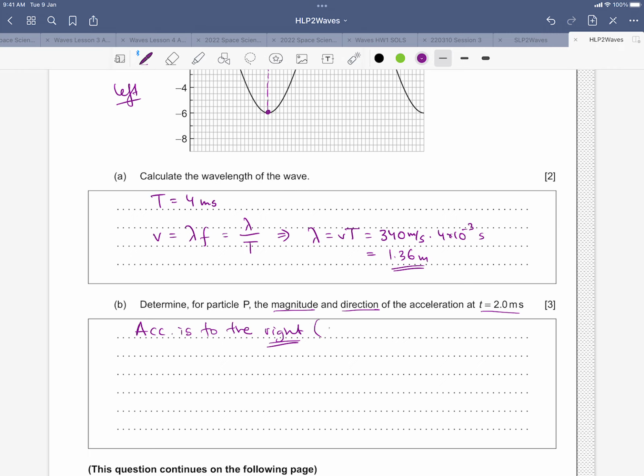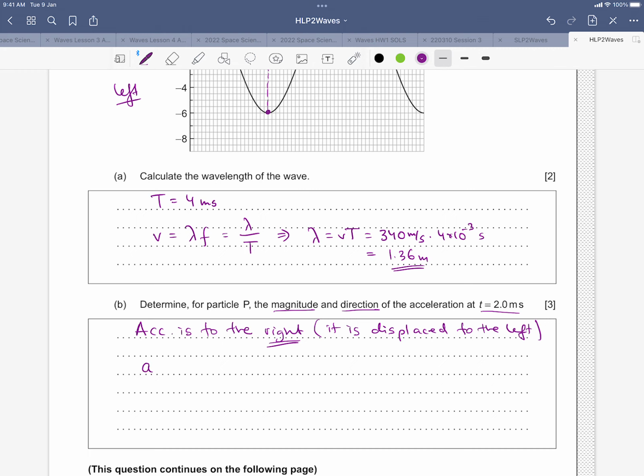Because it is displaced to the left. Okay, and we have to find the magnitude.